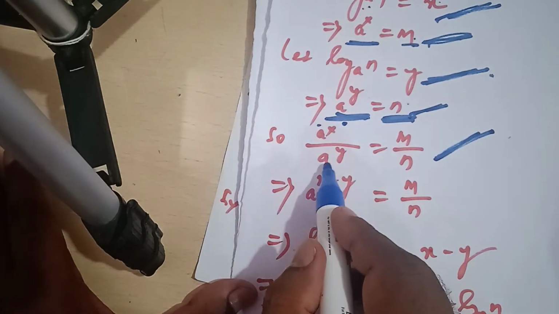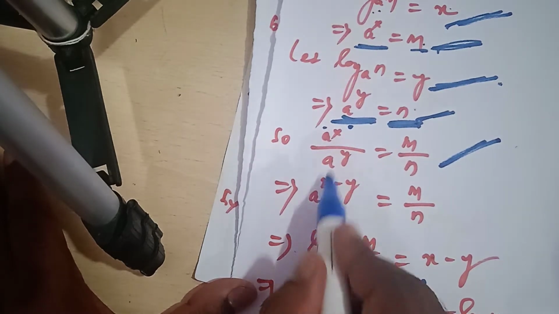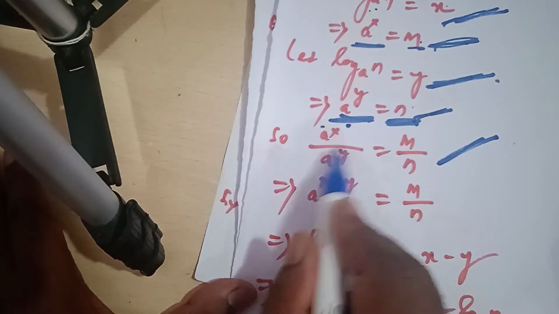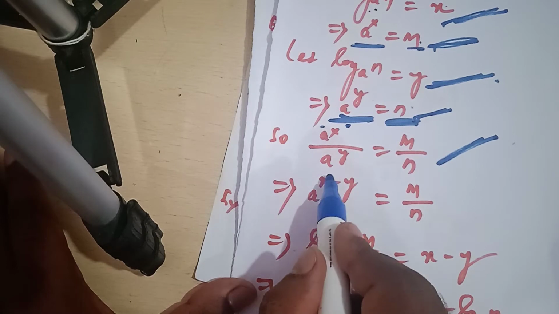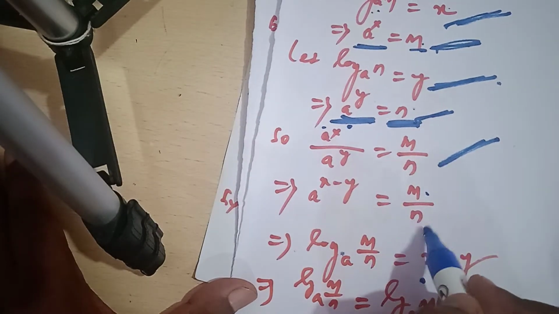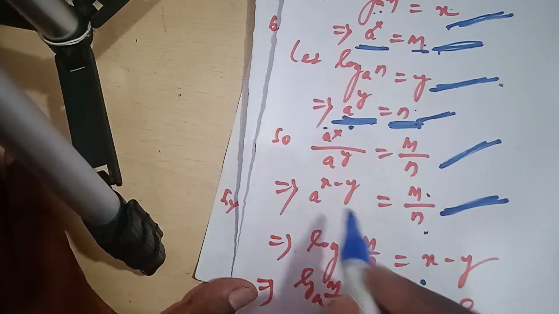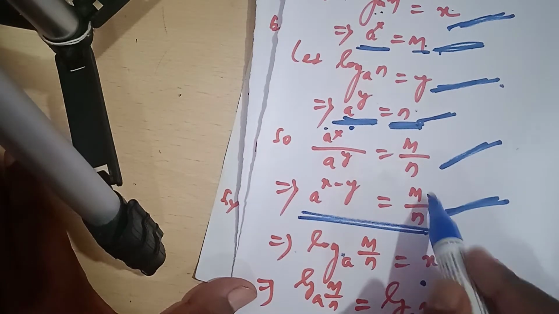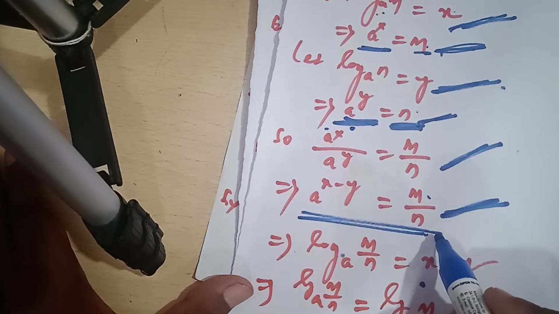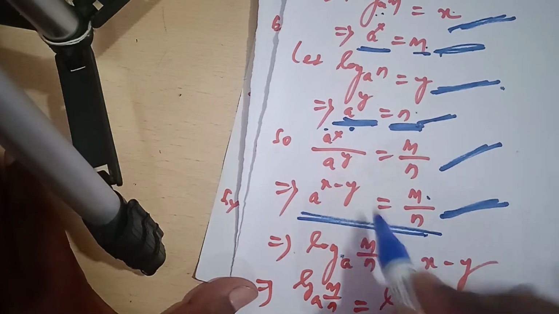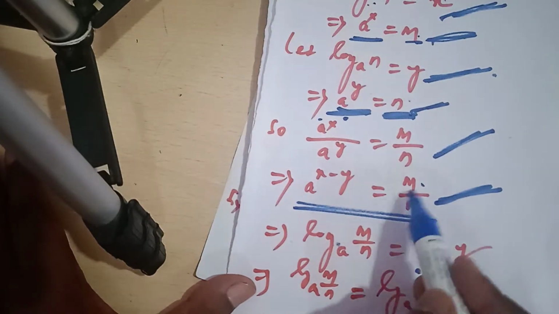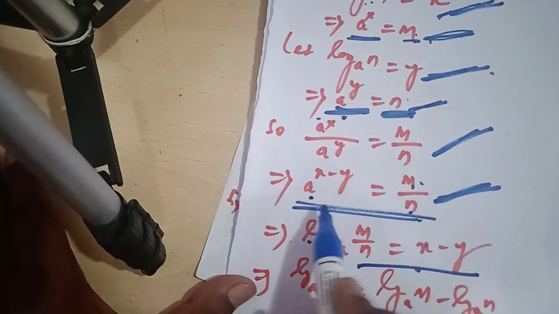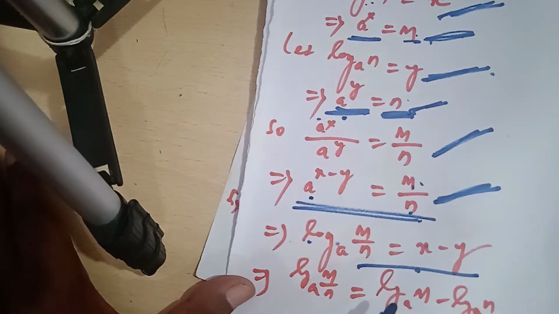Here a to the power x divided by a to the power y is equal to a to the power x minus y. If the base is equal and division is involved, then the powers are subtracted. So a to the power x minus y is equal to m by n. This is exponential form, so I can express it in logarithmic form: log m by n to the base a is equal to x minus y. This is your logarithmic form.